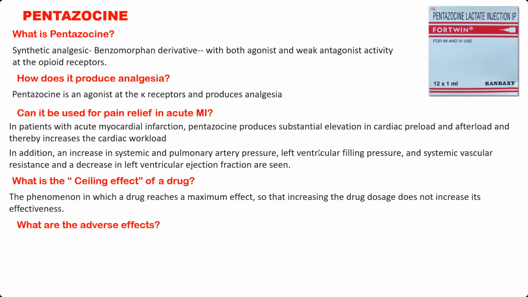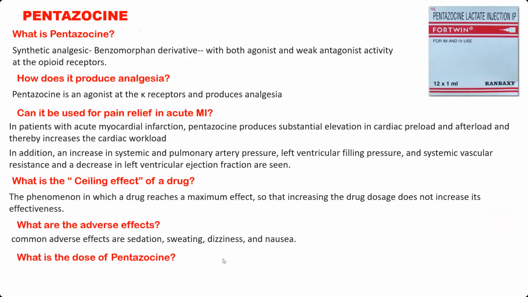What are the adverse effects of pentazocine? Hallucinations. Common: sweating, sedation, dizziness, nausea. What is the dose of pentazocine? 25 to 30 milligram direct IM, or 0.5 to 1 milligram per kg IM or IV, or oral 50 milligram QID. Okay, it is available also as a tablet, so you can give that one also.